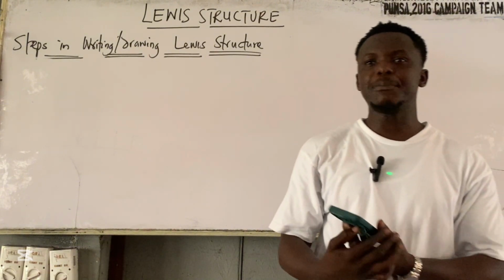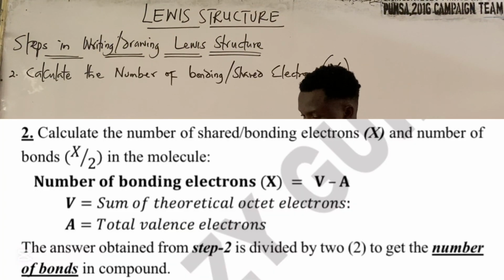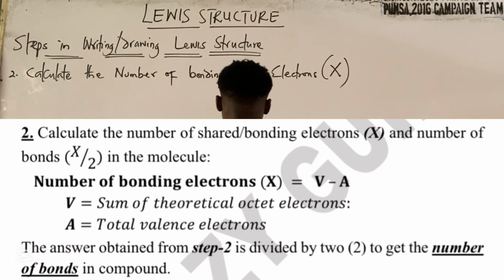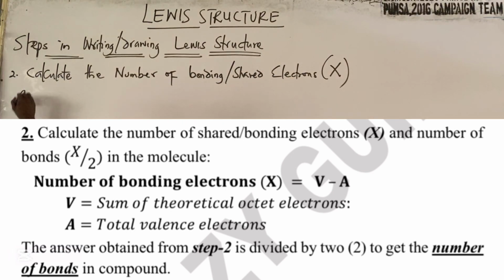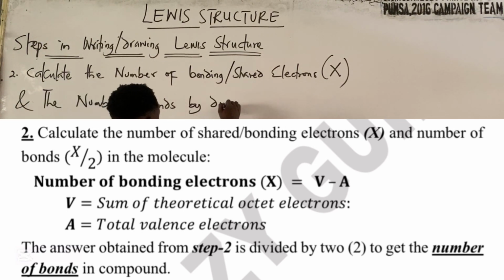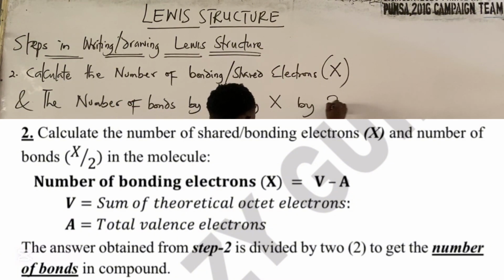Rule number 2, or step number 2, calculate the number of bonding or shared electrons, which is X, and the number of bonds, by dividing X by 2.